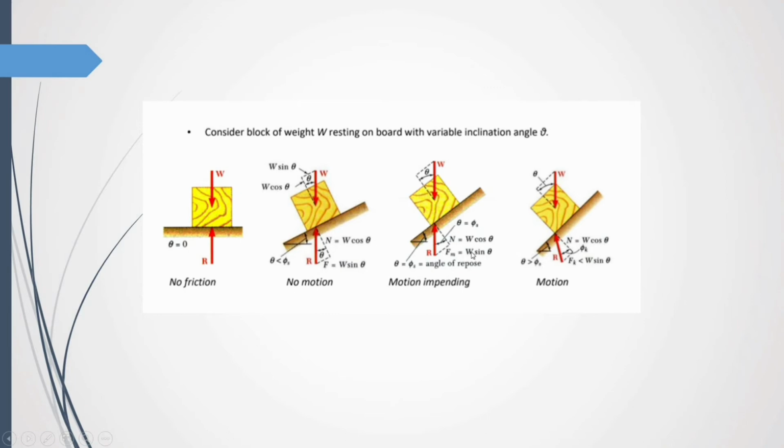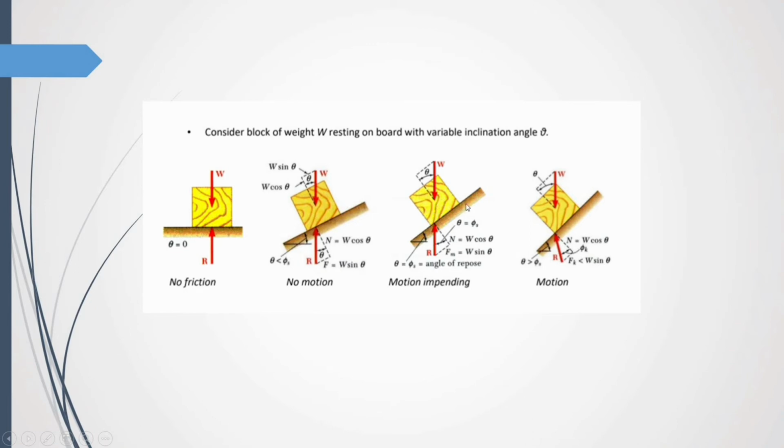For the third case, the angle is equal to the angle of static, which means the angle of repose is equal to the angle of static. So it shows that the motion is impending. For this case, the object is still the same as the previous one. The object is still on the surface and does not slide down.